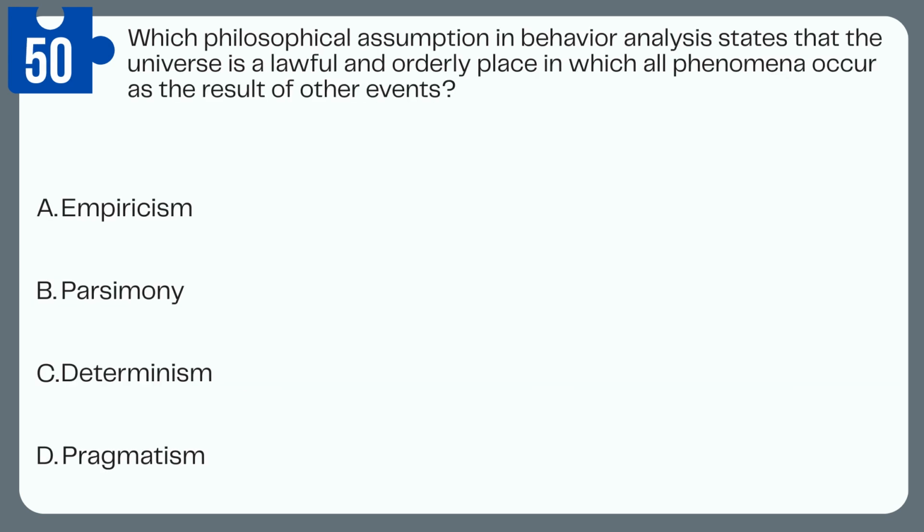Question 50. Which philosophical assumption in behavior analysis states that the universe is a lawful and orderly place in which all phenomena occur as the result of other events? A. Empiricism. B. Parsimony. C. Determinism. D. Pragmatism.